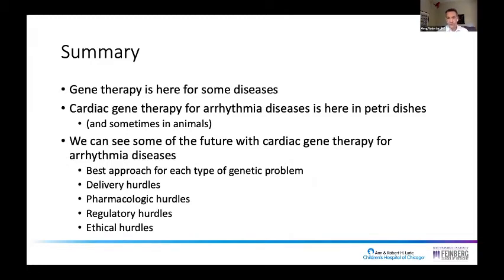We have to get over delivery hurdles, pharmacologic hurdles, and then there are some regulatory and ethical hurdles that I haven't covered in this talk, which are likely to affect us in the long run as we start to think about how to approach this. In other words, it's complicated, but as with many things that are complicated, it's really exciting. And we may find that over time, we have the opportunity to really make a big difference in human health. And gene therapy is an area that I think most physicians are hoping will continue to blossom over the course of our lives.